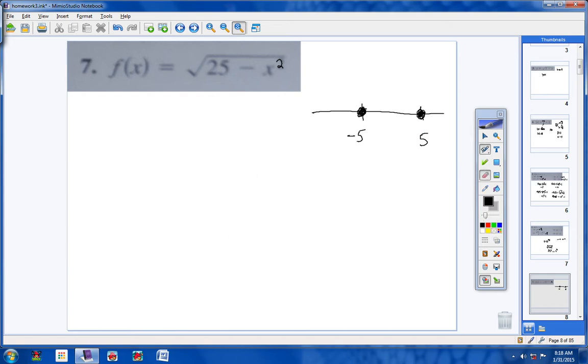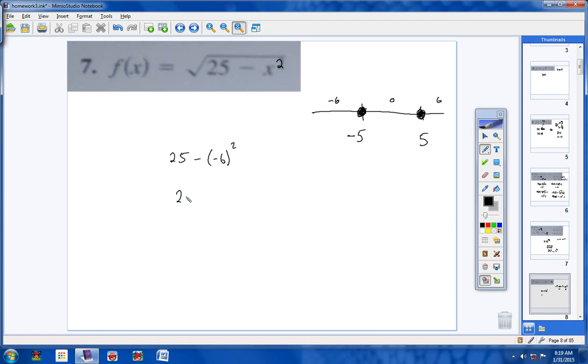Now what I've taught you to do is you check each region. 1, 2, 3. In this region, I'm going to use negative 6. I mean, you can use a negative 1 million if you want to, but negative 6 is the easiest one. Here I'm going to test an easy number called 0, and here I'm going to test 6. So let's put negative 6 in and see what happens. 25 minus x squared equals, oh, my bad, sorry about that, 25 minus negative 6 squared.